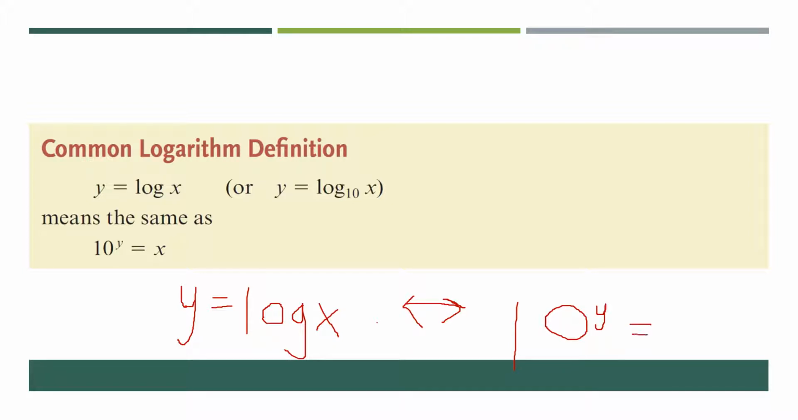Sorry about this being sloppy, equals x. I don't know why my little 0 got so small there. But that's how you would rewrite it in that same form that we did for the last definition of logarithm. So this is just the special version of the definition for common logs.